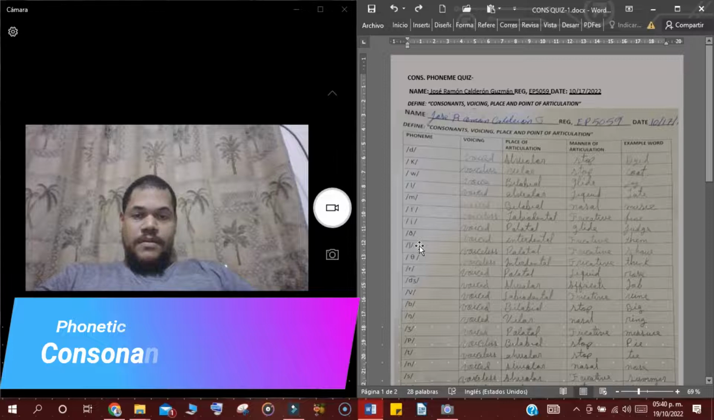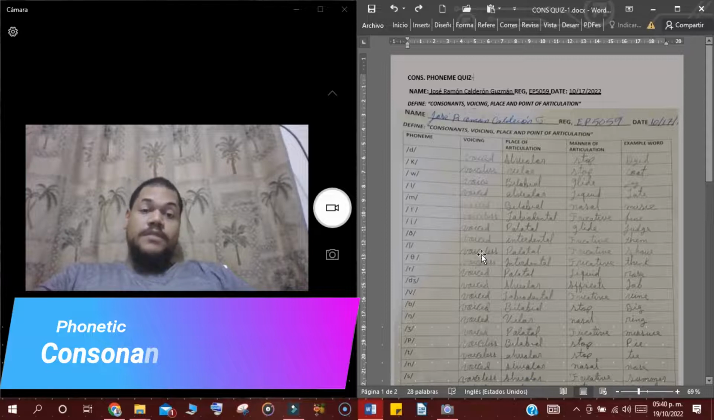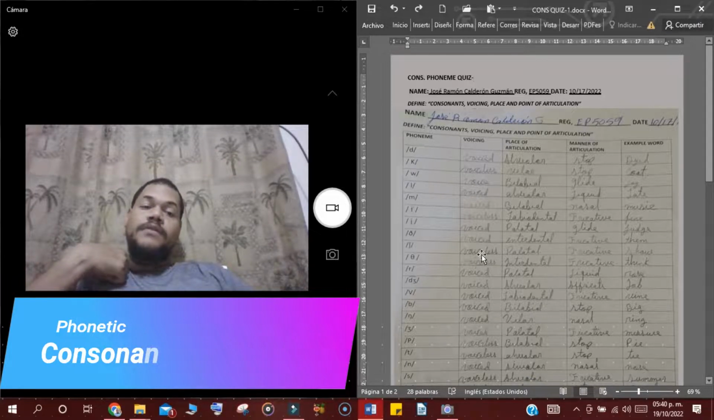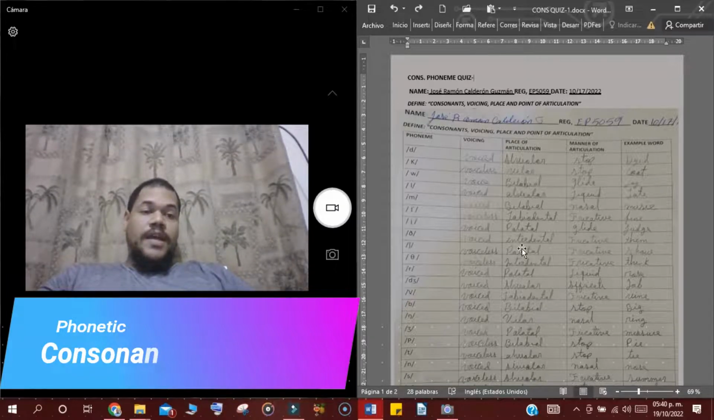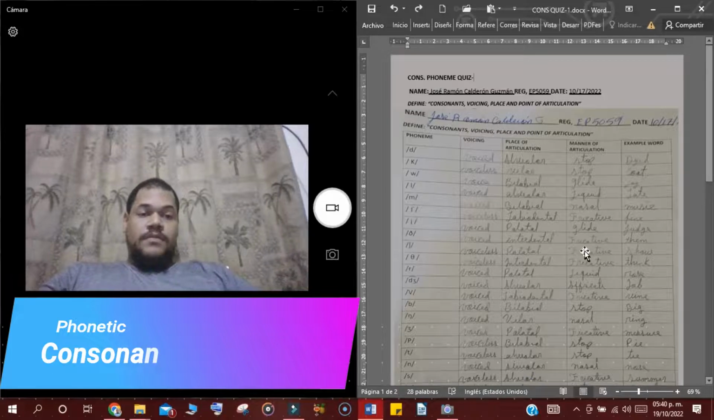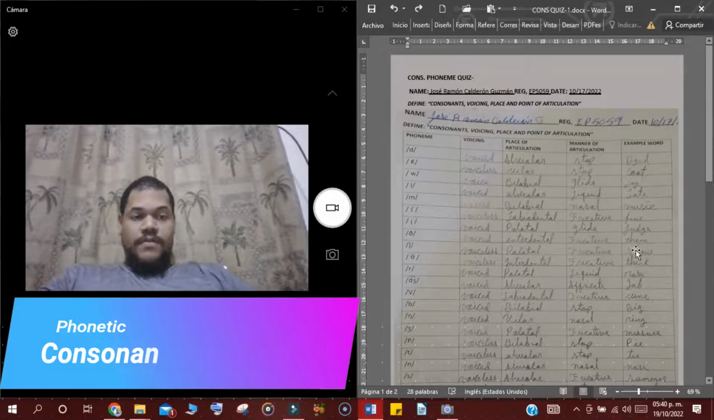Now we go with the next one. This one represents the sound sh. And this one is voiceless, so no vibration. It is palatal, sh, and it's fricative. And the word that we have for it is show.